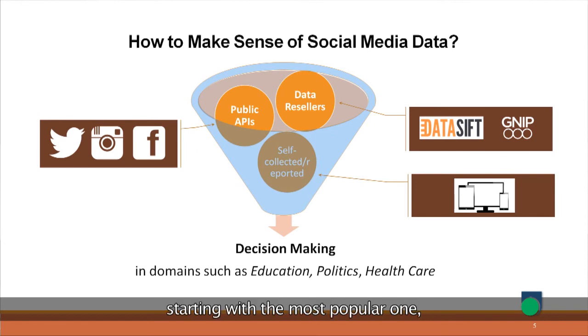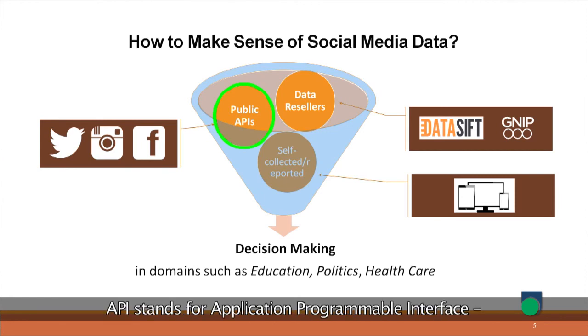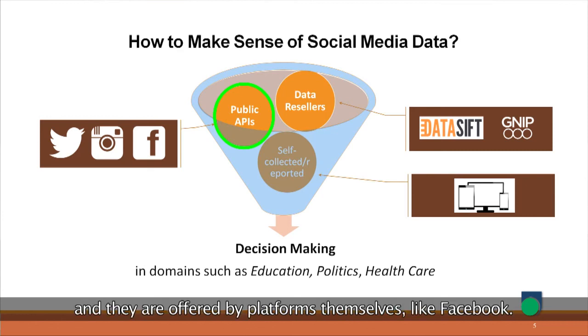Here are just three basic examples of how we can capture social media data. Starting with the most popular one, something we call public APIs. API stands for Application Programmable Interface. It's on the left side of the slide, and they are offered by social media platforms themselves, like Facebook.